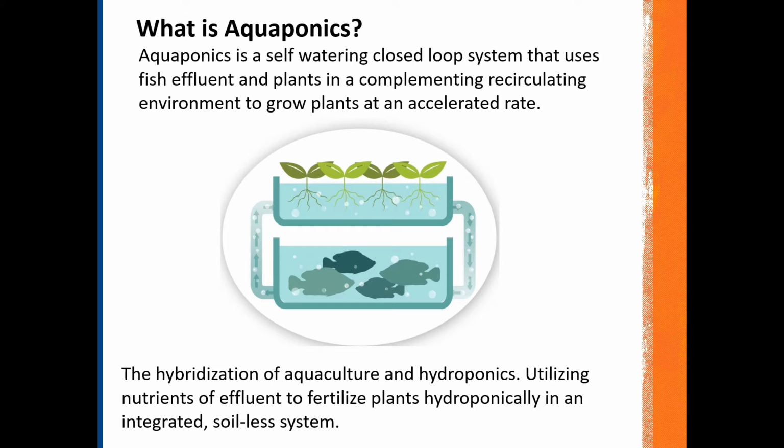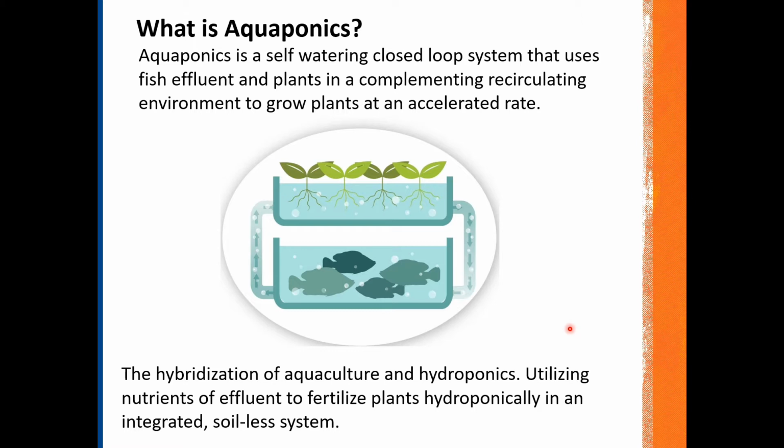So what is aquaponics? It's basically a self-watering loop. It's a closed loop system that uses the effluent from the fish. You feed the fish here. It uses the effluent in a recirculating system to provide nutrients for the plants, and this is done through a bacterial process called nitrification. So basically we're looking at three different systems here. We're looking at the fish system, the plant system, and then the bacterial colony that exists throughout the system for the nitrification process.